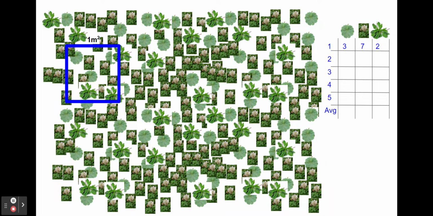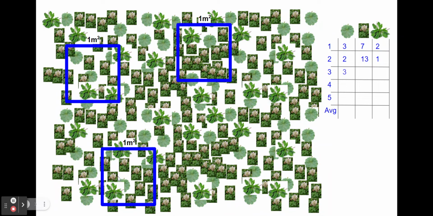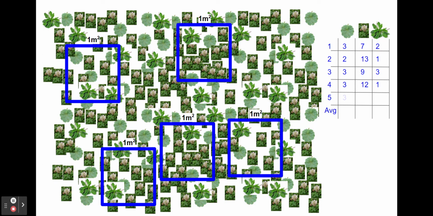Now I'm going to repeat that. I'm going to take that quadrat and throw it somewhere else random. Count what's in it. I see 2 ground ivy, 13 clover, 1 broadleaf plantain. Do it again. 3 ground ivy, 9 clover, 3 broadleaf plantain. Do it again. New location. 3 ground ivy, 12 clover. It's packed. And 1 broadleaf plantain. And one last time, I see 3 ground ivy, 6 clover, 1 broadleaf plantain.